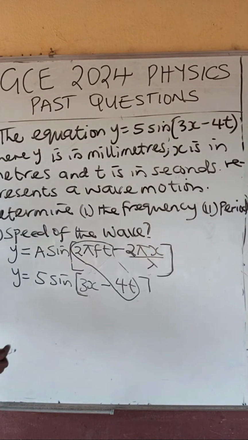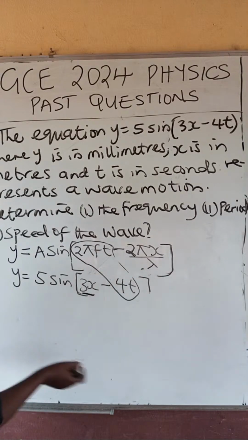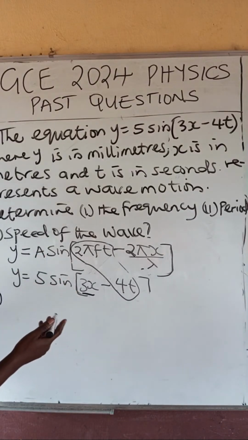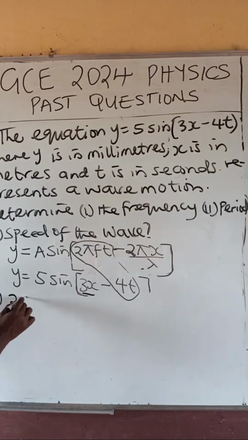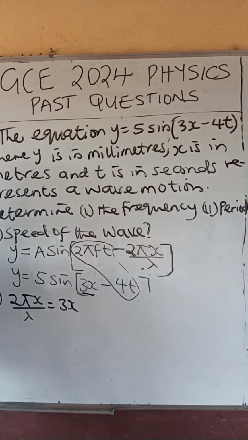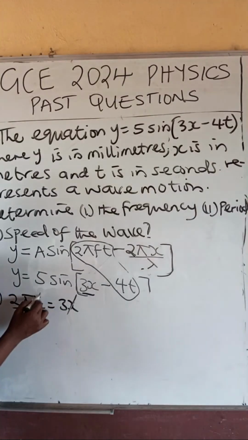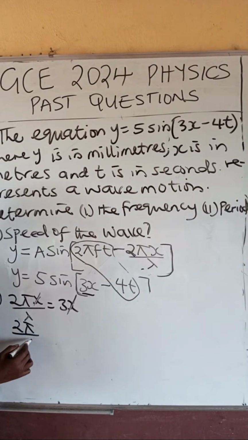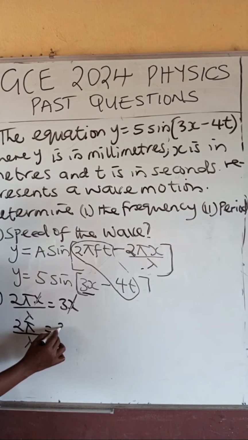Okay, the speed of the wave, I'm going to equate this and this, okay? So I'm trying to solve the third one. I need to solve for the velocity, which is also the speed. So this is 2 pi x over lambda is equal to 3x, right? Then x cancels x, right? So I have 2 pi divided by lambda is equal to 3.